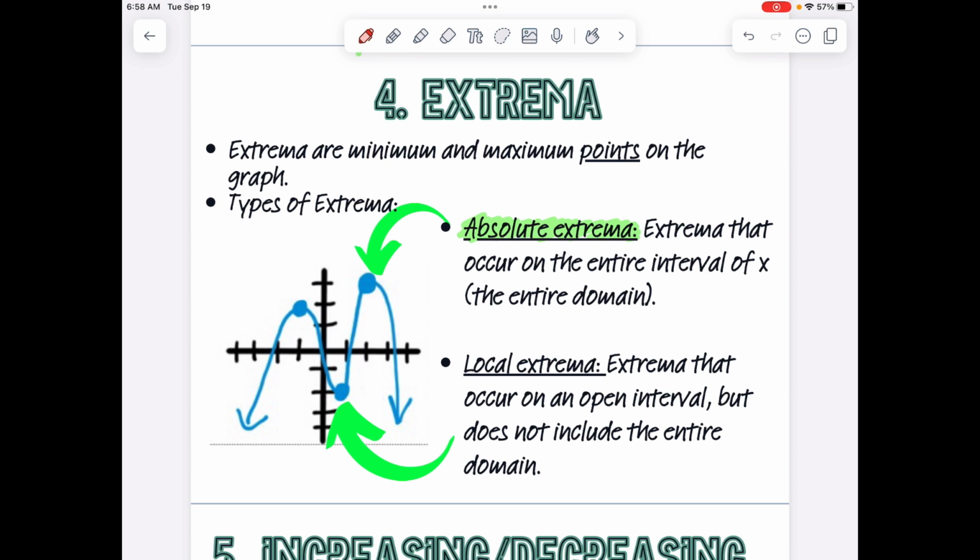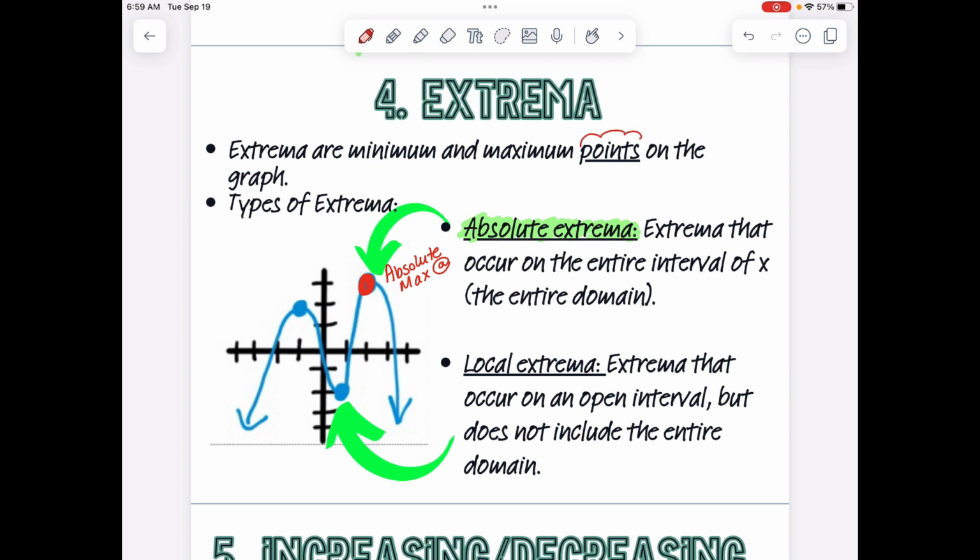For example, this guy right here is going to be an absolute maximum. And that absolute maximum exists because it is the highest point. It is the maximum value that y can have across the entire graph. Not all graphs have an absolute max or an absolute min. This one happens to have an absolute maximum. So this has an absolute maximum at, and these are points.